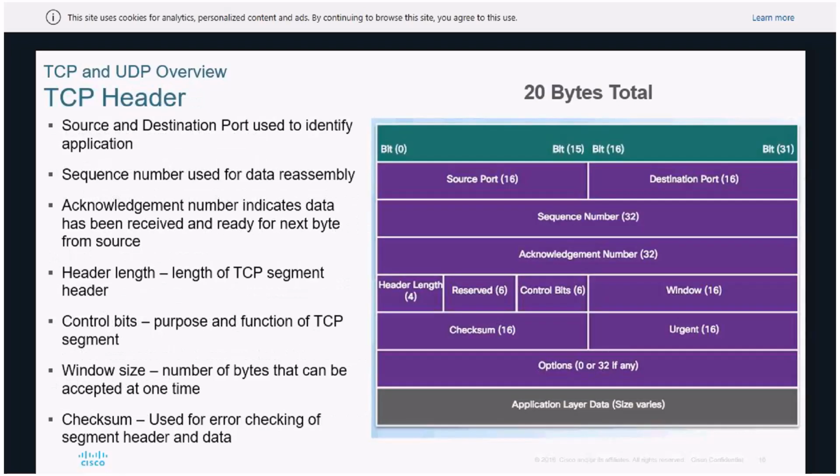Okay, so TCP header. This is what it looks like. Source and destination port are used to identify the application. Sequence number is for reassembly. Acknowledgement number shows the data received and is ready for the next byte. Header length, length of the TCP segment, control bits for purpose and function, window size, the number of bytes we can take at a time.